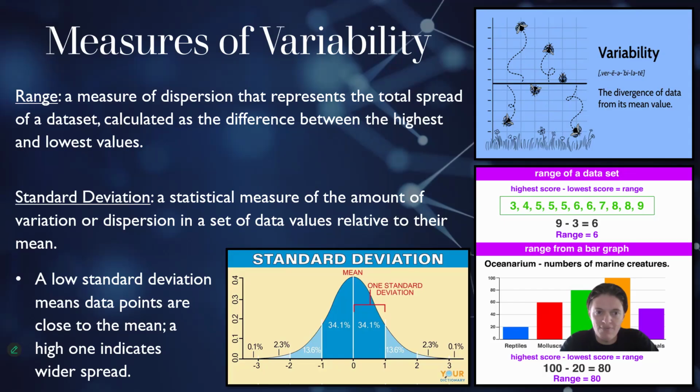Range is a measure of the dispersion of the data. It represents the total spread of a data set, calculated as the difference between the highest and the lowest value. And so we see right here, if you have this set of data, the highest value was 9, the lowest value was 3. So 9 minus 3, our range equals 6. Or you could do it in the form of a graph, right? The highest score was 100, the lowest was 20, so the range equals 80. Gives us an idea of where the low and the high was in a distribution.